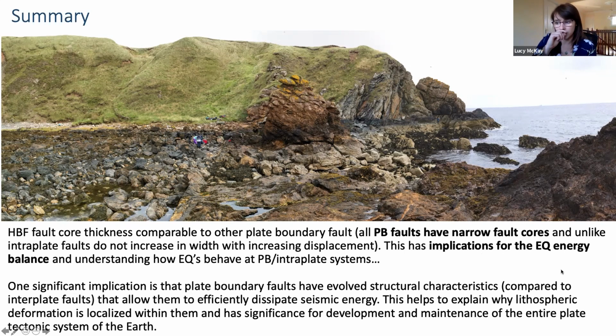Its fault core thickness is comparable to other plate boundary faults. For example, all plate boundary faults have narrow fault cores, which has implications for earthquake energy and understanding how earthquakes behave between plate boundary and intraplate fault systems. One significant implication of all this work is that plate boundary faults have evolved structural characteristics that allow them to efficiently dissipate seismic energy, and this helps explain why deformation is localized within them, and has significance for the development and maintenance of the entire plate tectonic system.